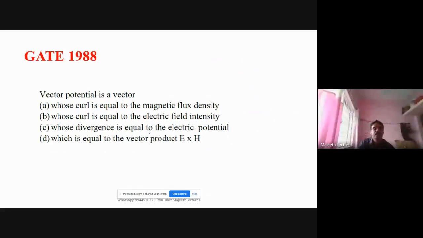Another point, vector potential. We know vector potential is a vector whose curl is equal to magnetic flux density. Vector potential only they asked, so we know E is equal to minus del V, right? This vector potential is talking about magnetic field. Okay. So vector magnetic potential, I didn't mention this point. So vector magnetic potential is represented as A, sorry, B is equal to del cross A.